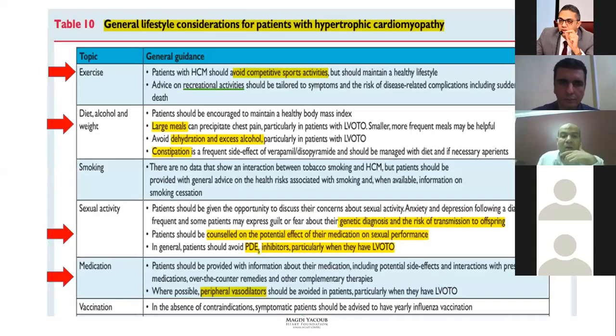There are also, in addition to the medical treatment, a lot of general lifestyle considerations we must inform our patient with, and we can choose from them what is reasonable for our patient. For example, in our patient, we should tell her to avoid competitive sports and to stop tennis playing, and to maintain a healthy body mass index, to have less large meals or no large meals, and avoid dehydration and excess alcohol.